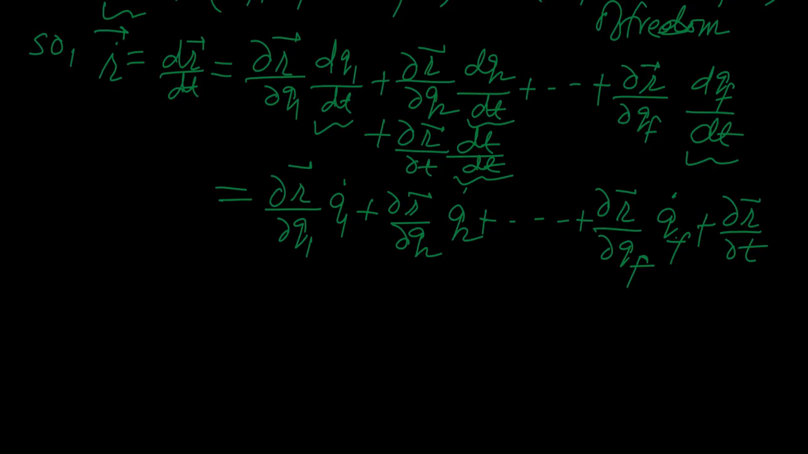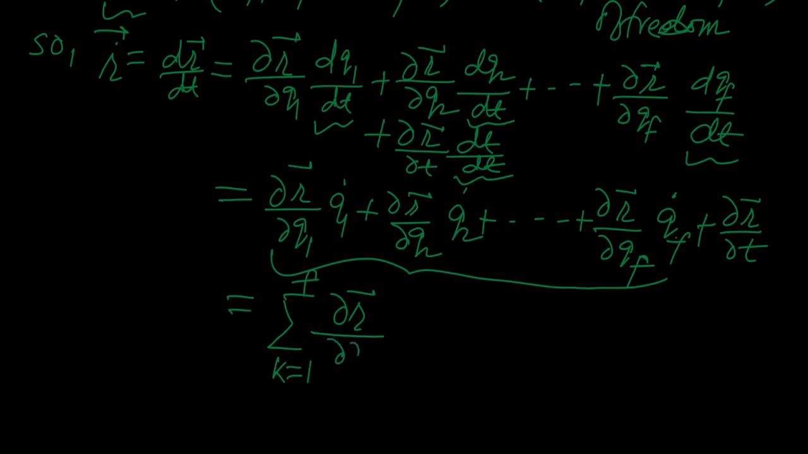Now see these f terms in a compact form. We may write it by assigning the sign of summation as this: summation over k equal to 1 to f of del R by del qk, qk dot. Substituting the limits k equal to 1 to f, you will get all these first f terms, plus the last term, del R by del t. We have found it for R dot. This expression is for R dot.